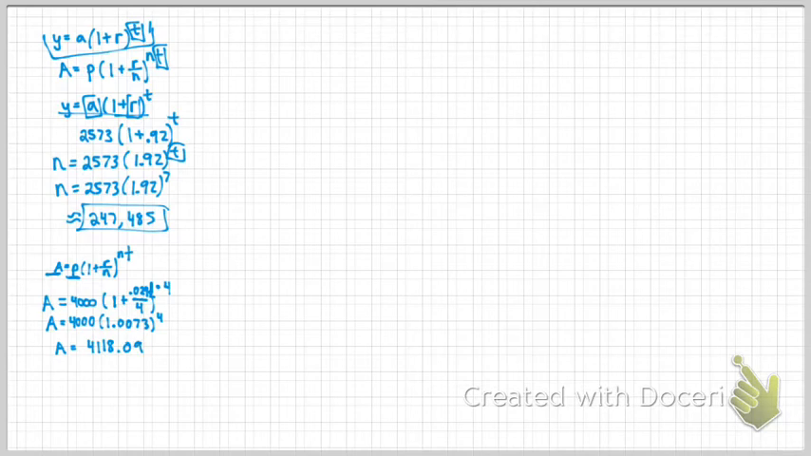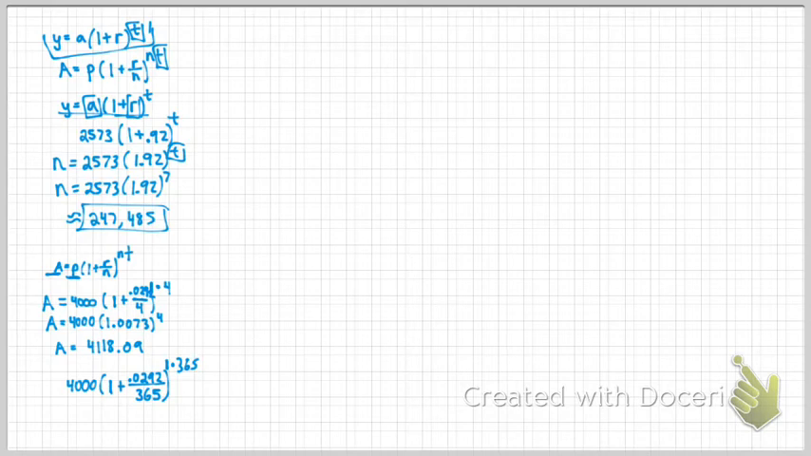Part B wants you to do it daily. So your n will switch from a value of 4 to a value of 365 because there are 365 days in the year. So your equation will be the same thing except for your n. So you have your original amount that you start off with, 4,000, times the quantity 1 plus your rate stays the same, 0.0292, over this time 365 to the 1 times 365.